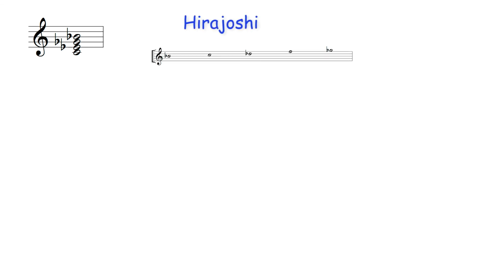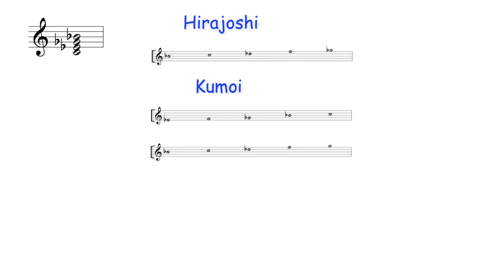And over a C minor 7 flat 5 or C half diminished 7th chord, options include the following scales beginning on various degrees of the C locrian mode: the B flat hirajoshi scale, the E flat and B flat kumoi scales, and the B flat pelog scale.